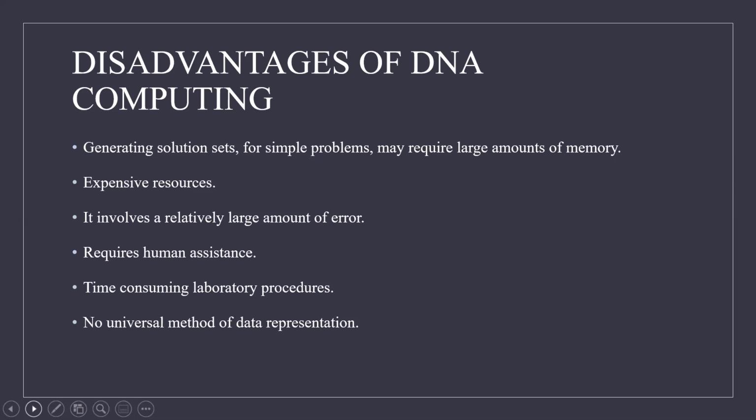All these chemical procedures required to manipulate DNA are very time consuming, and the reactions take time to produce results. The last one is that DNA does not have a standard representation that can be agreed upon, unlike the binary form of representation. This is because there's no operation to extract a DNA strand based on its value at a particular position.